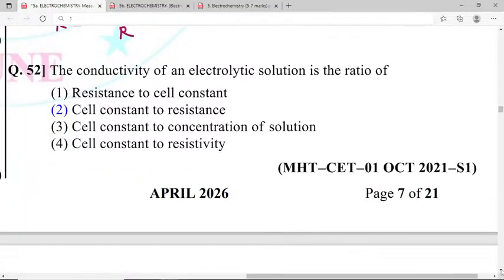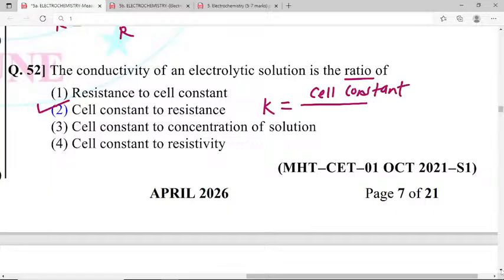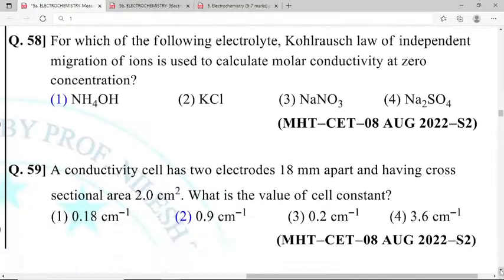The conductivity of an electrolytic solution is the ratio of cell constant divided by resistance. So conductivity K is equal to cell constant divided by resistance. They have asked for the direct formula.